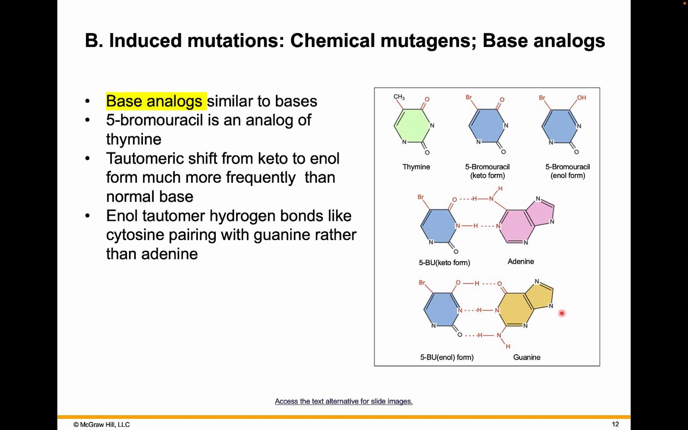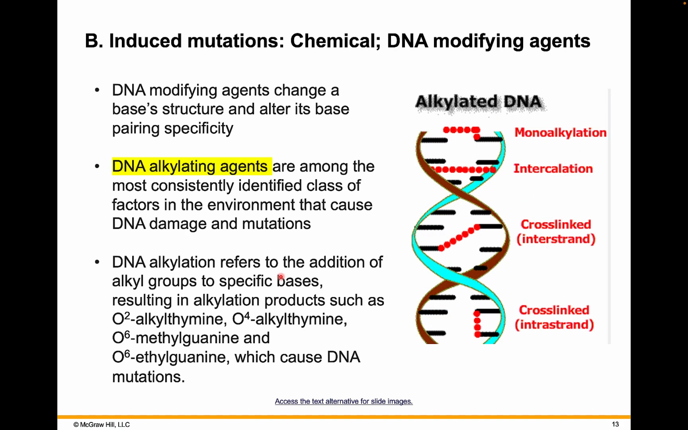Essentially, the problem is that base analogs can appear in their tautomeric form much more frequently than a regular base, so they can actually cause this mismatch. So this is 5-bromouracil in action, causing mutations.